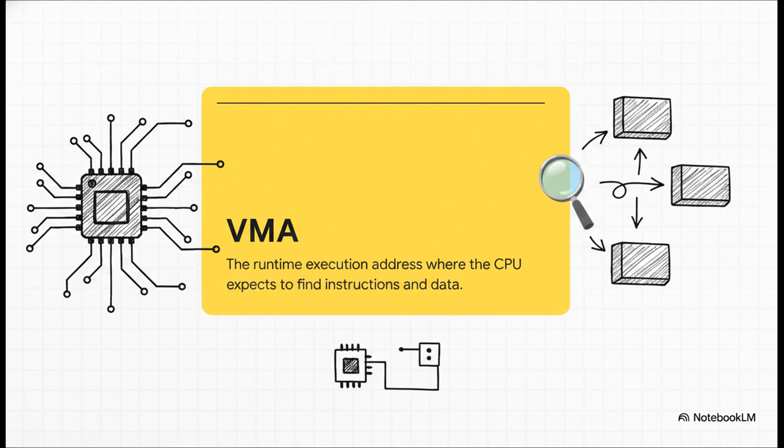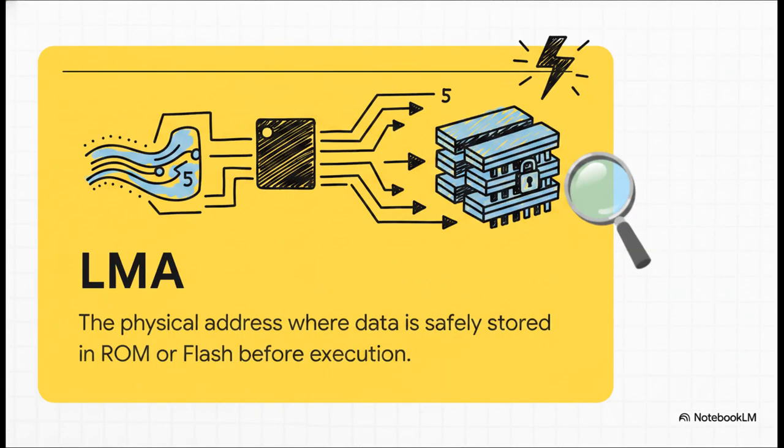Now, don't let the word virtual fool you. In bare metal systems, we're not talking about virtual machines. VMA just means the runtime reality. It's the exact physical memory address where the CPU expects to find those instructions and variables while the device is actively powered on and running. You have to contrast that VMA with the LMA, the load memory address. The LMA is where your data rests when the power is entirely switched off.